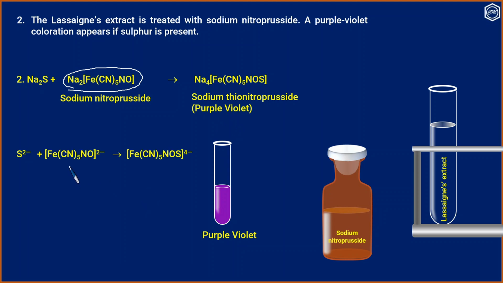The ionic reaction is given by this equation. S2 minus, this is the complex ion, and this ion is responsible for the purple violet color.